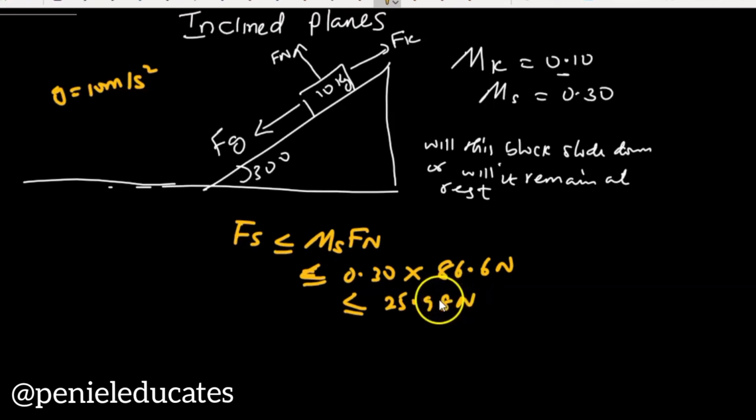Now, if Fg exceeds Fs, that means if the force pulling it down is greater than the static friction, the body is going to slide down. If it doesn't exceed it, then it's going to remain at rest. So let's calculate our Fg now.